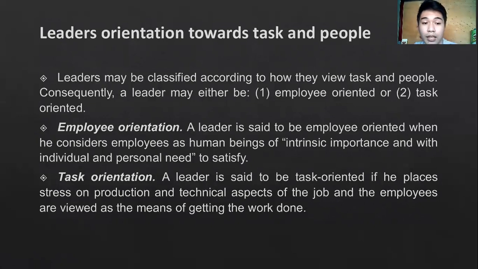The next one is task orientation. A leader is said to be task-oriented if he places stress on production and technical aspects of the job, and the employees are viewed as the means of getting the work done. So that is when you can call a leader task-oriented.